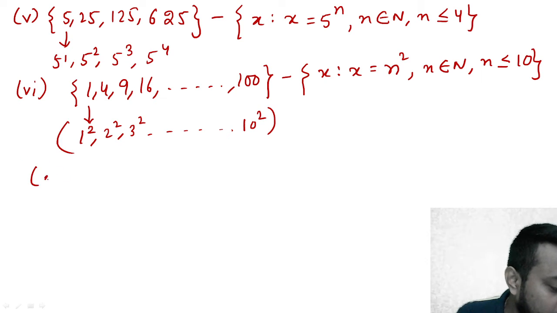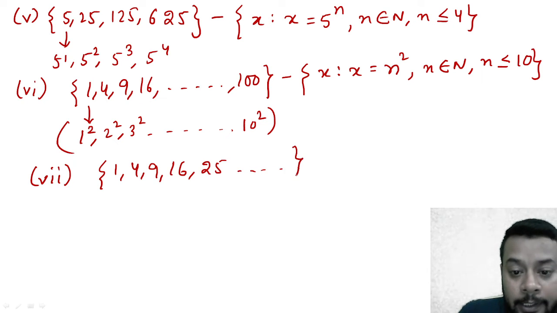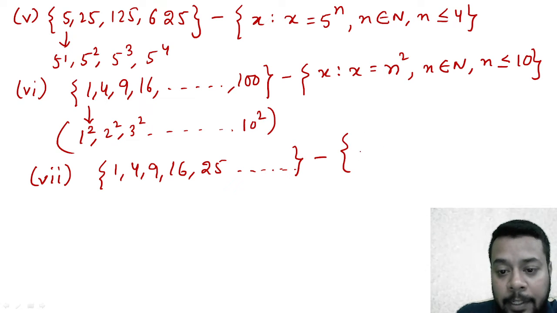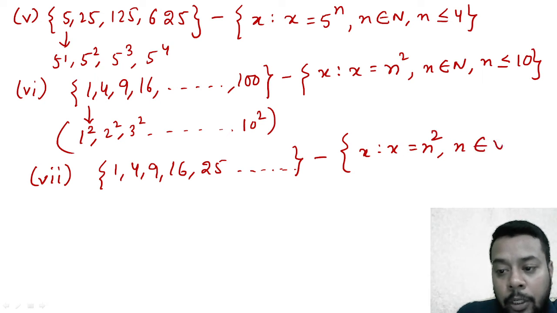Moving to the next sum, there are two more sums. 1, 4, 9, 16, 25 and so on. See, this is going till infinity. Clearly it is seen that this value is going till infinity. So how to express this? X is equal to n square only, where n belongs to natural numbers.